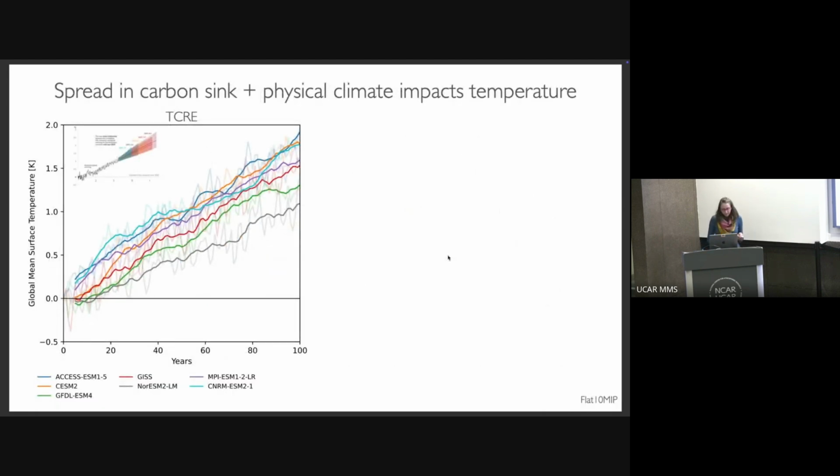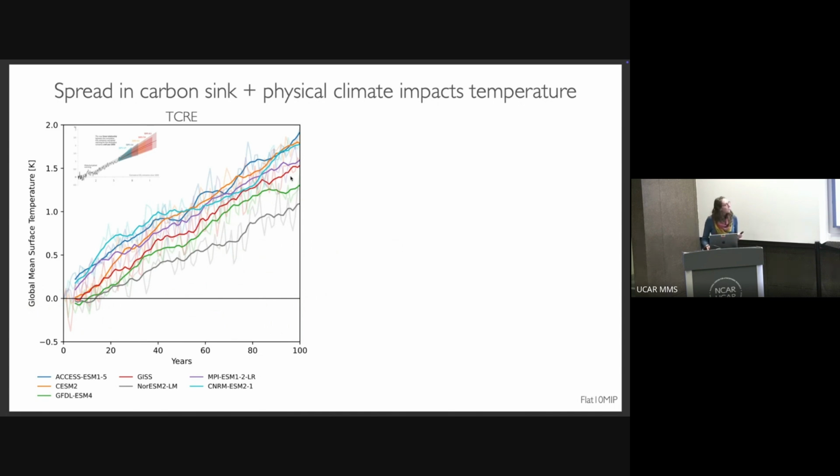So what does this look like in the FlatMIP ensemble? Well, here we have the TCREs. So we have years, a 10 petagram per year emission going to 100 years here, and this is the global mean surface temperature response. It's smoothed out in the more solid lines there, and so you can see there's some spread. TCRE would be the slope of this line, and so you can see it's different across the models. This is some combination of carbon sink processes as well as physical climate responses, rate of heat uptake by the ocean, et cetera.